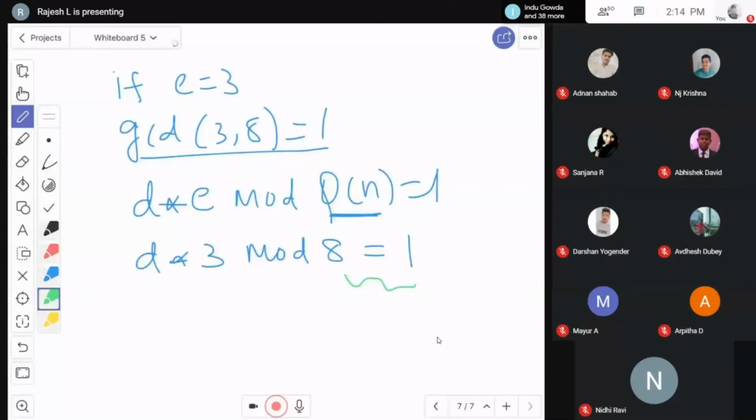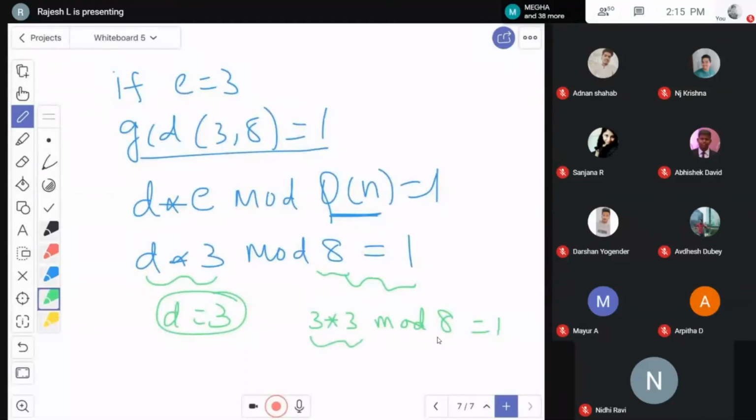D into 3 mod 8 equals 1. So if you perform division with this, you have to get the remainder as 1. So I need to substitute D equals 3. So 3 into 3 mod 8 will give you the remainder 1. Thereby D is equal to 3.